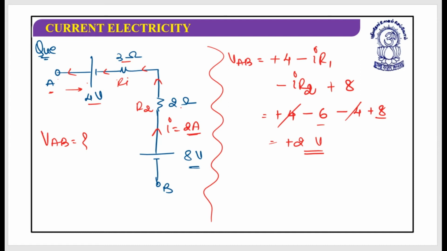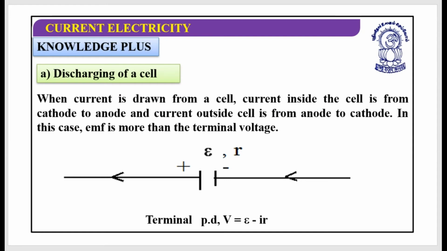Great. So now let's go back to the charging and discharging of a cell. Now you might get an idea why we were discussing those terms and those relations. So let's first have a look at the discharging of a cell. It is the situation when current is drawn from a cell, and current inside the cell is from cathode to anode, and current outside the cell is from anode to cathode. This you know from the chemistry point of view. You know that electrolytes would be there, and ions would pass through, and all that stuff.